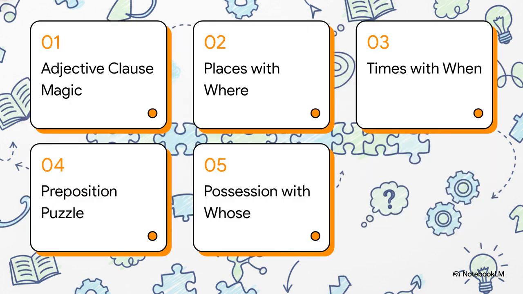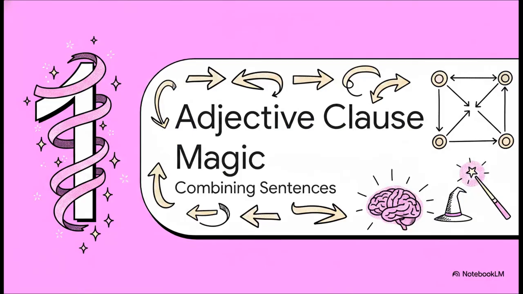Here's our quick roadmap for today. We're going to start with the magic of adjective clauses, then we'll look at describing places with where and times with when. After that, we'll solve the tricky preposition puzzle, and finally, we'll wrap up by showing possession with whose. All right, let's dive right into Section 1, the magic of adjective clauses.